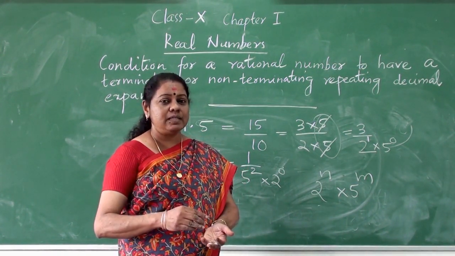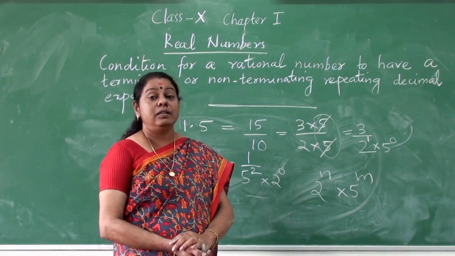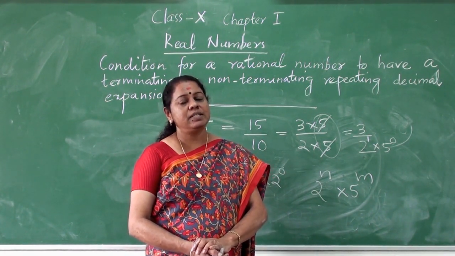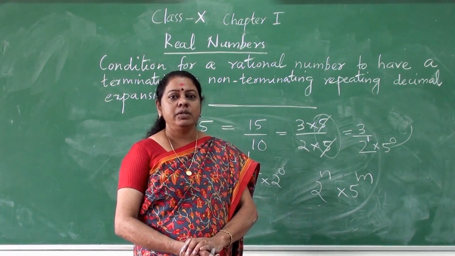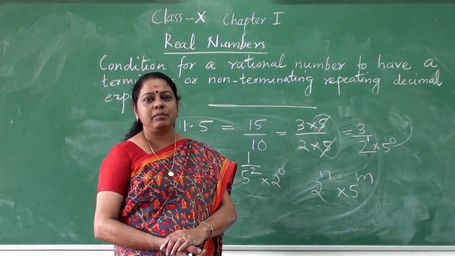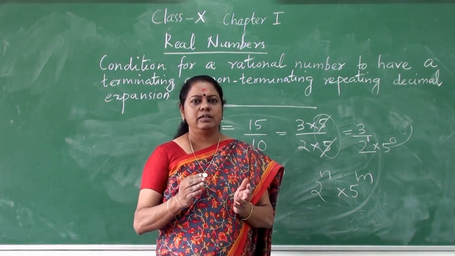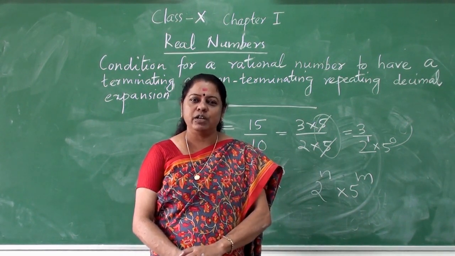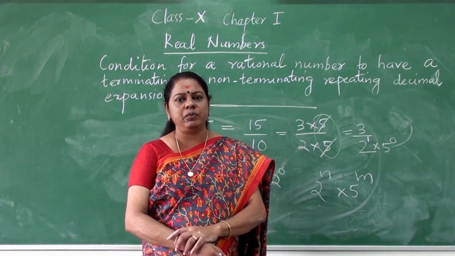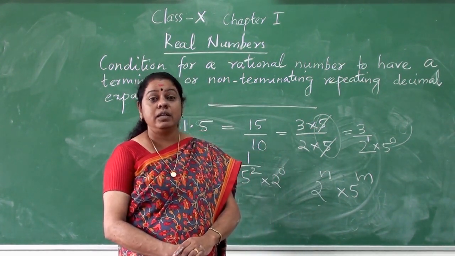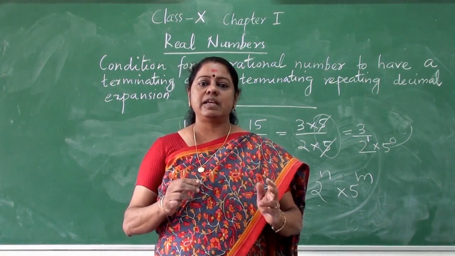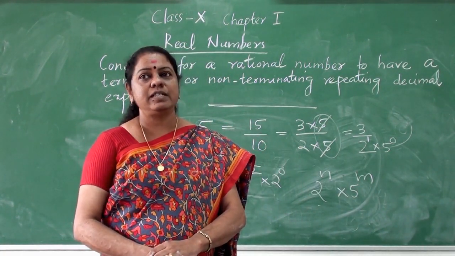Conversely, if the decimal expansion terminates, then the denominator, that is in p by q, where p by q is in standard form, q is of the form 2 raised to n into 5 raised to m. And conversely, if the denominator is of the form 2 raised to n into 5 raised to m, then the decimal expansion terminates. Is it clear? So this is the condition for a rational number to have a terminating decimal expansion.